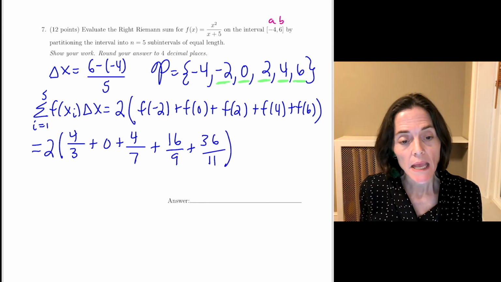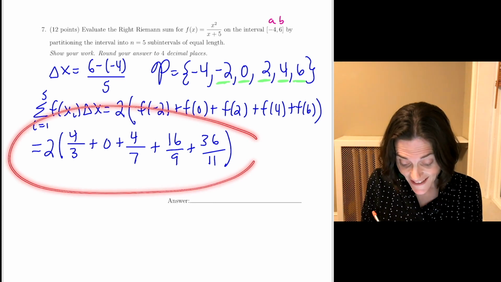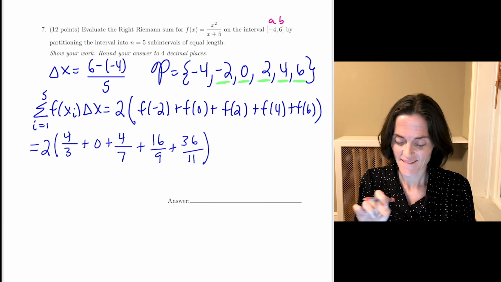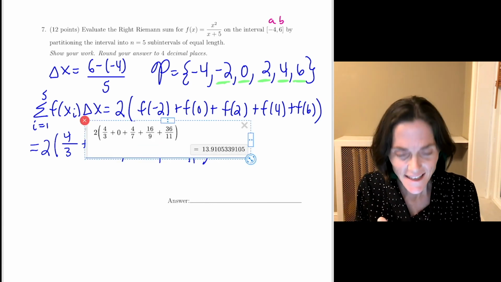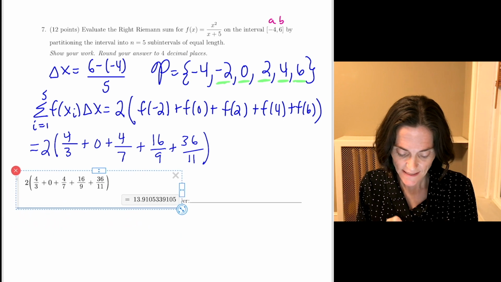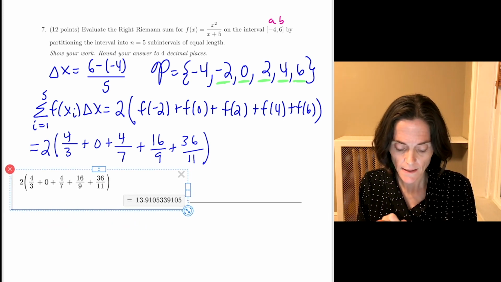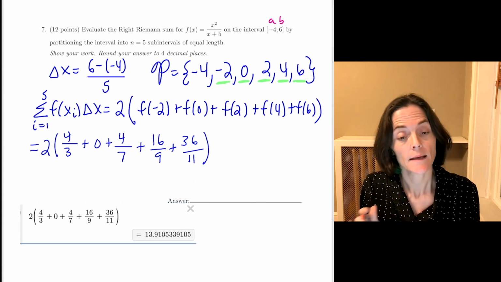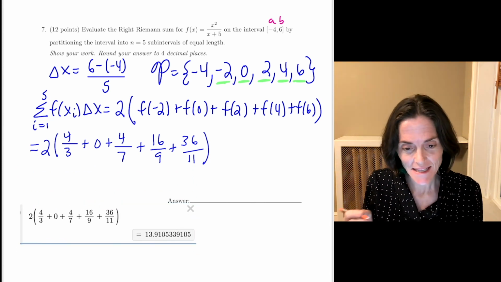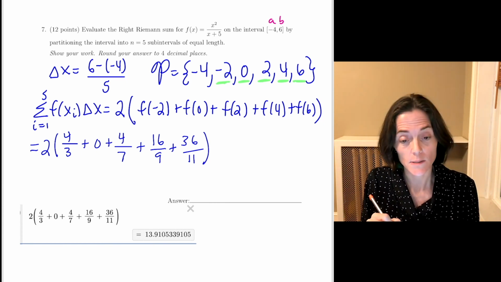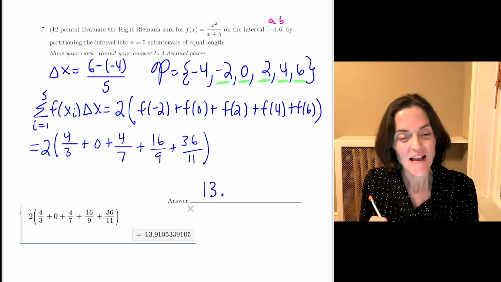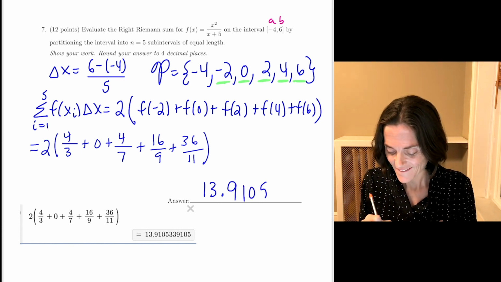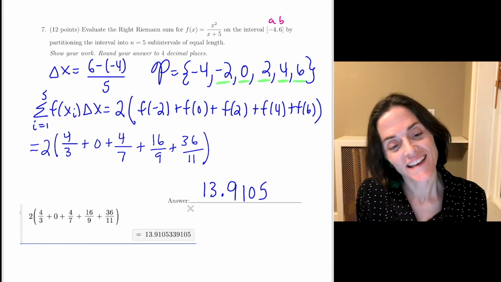Very last step. We enter this entire thing into our calculator as one line, then we round. So I have this here, which I just entered into Desmos. You see, this is how you should enter it in your calculator. One line, and then we round to 4 decimal places in this case. So rounded to 4 decimal places, we see our answer, it's 13.9105. This would be my final answer here.